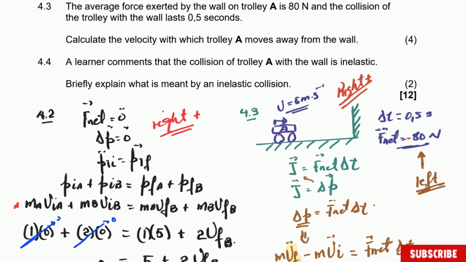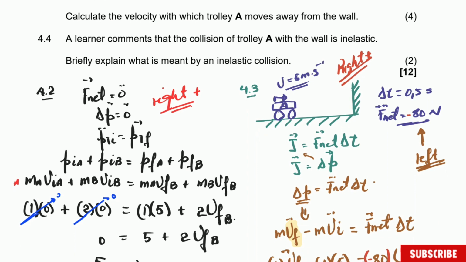Question 4.4, a learner comments that a collision of trolley A with a wall is inelastic. Briefly explain what is meant by inelastic collision. All they want to know is what is an inelastic collision. And all we have to say about an inelastic collision is that it is a collision where the kinetic energy is not conserved. Kinetic energy is not conserved. That is for inelastic collision.